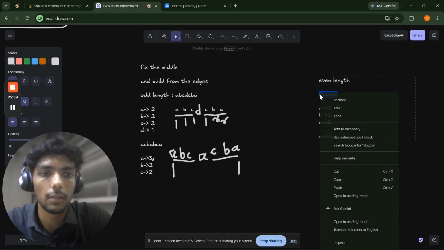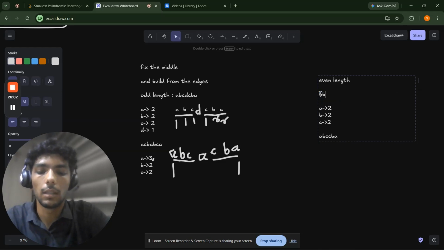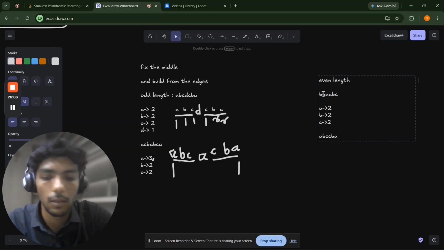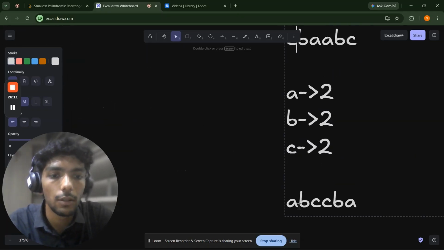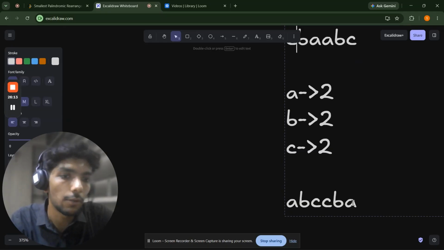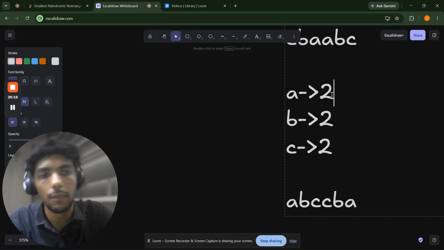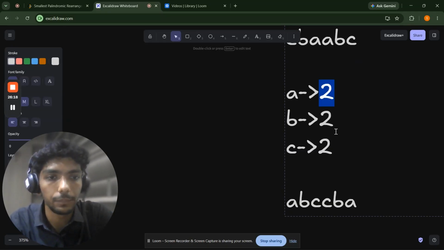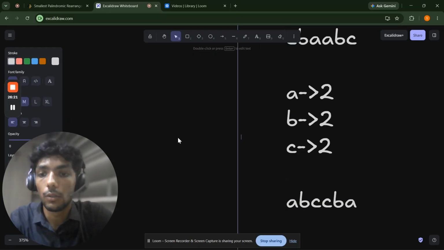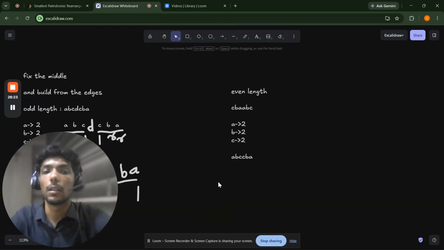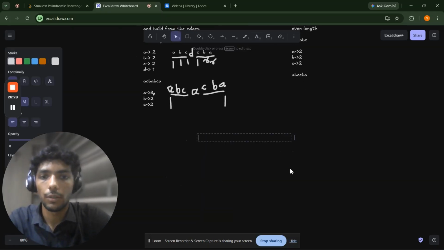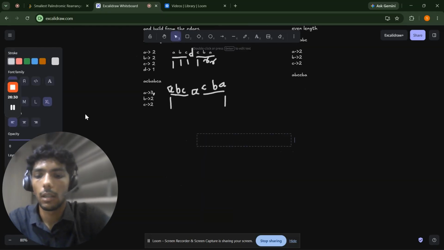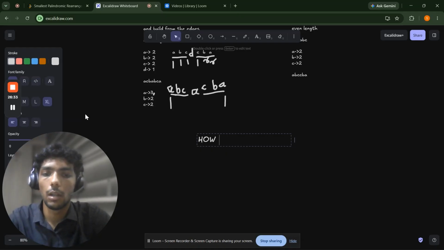Suppose it was like this: C, B, A, B, C. So this would remain the same. We'll start from 0, and L equals to 0 and R equals to n minus 1. We'll put A. A will be exhausted. Then B. Then C. So we have to form the numbers like this, but our main concern is how. Now our next biggest question is how to do that.